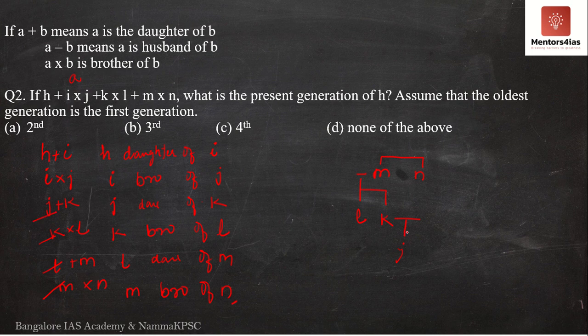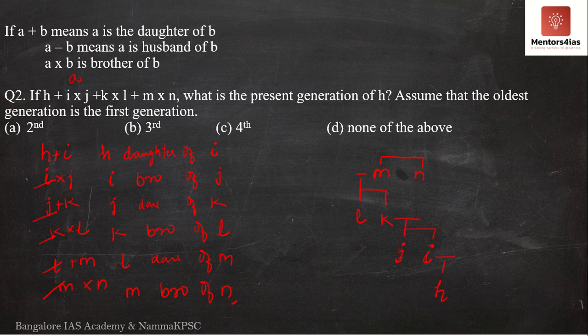I is the brother of J. Now K had two children, J and I, where I is the brother of J. So this is also done. Finally, H is the daughter of I. So I married someone, we don't know whom, and they had a daughter by the name H. So this makes up for the entire family.